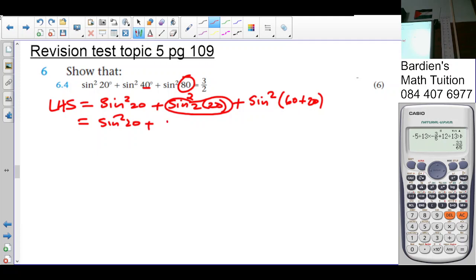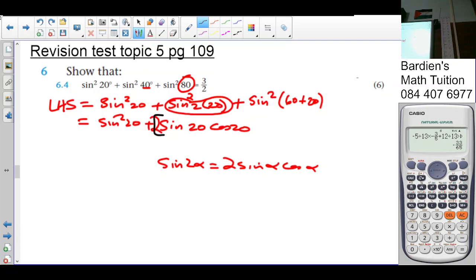a sine 20 cos 20, and a 2 in front of it. That is now not cos but sine. Sine 2 alpha can be written as 2 sine alpha cos alpha. Now the alpha angle here is 20. Can you see that? You all okay with it? But you see there's a square on top there, so I must put that in the bracket, squared.